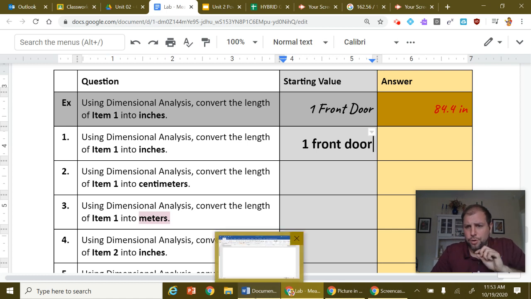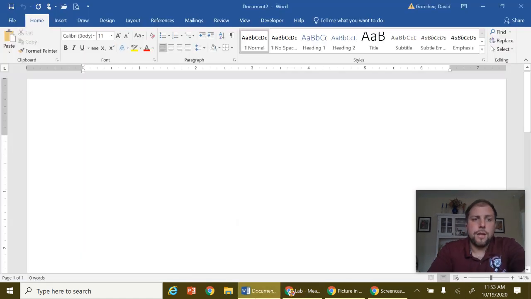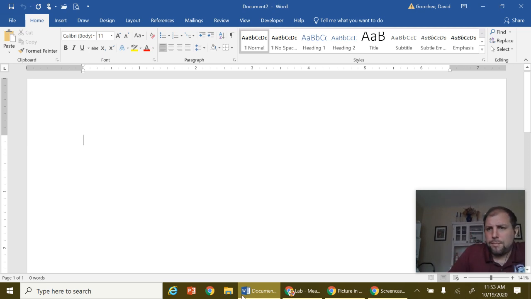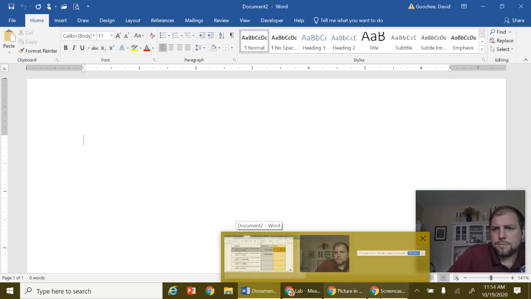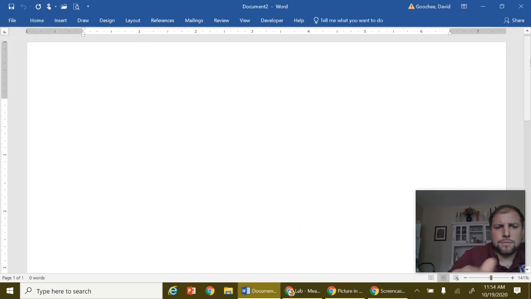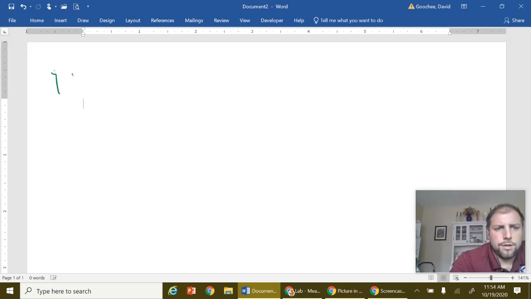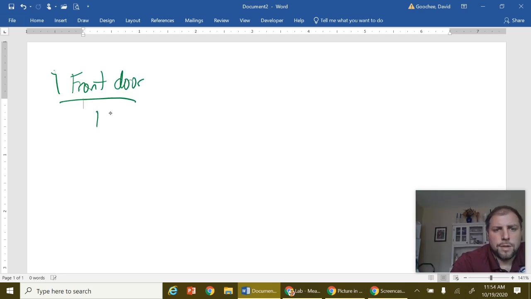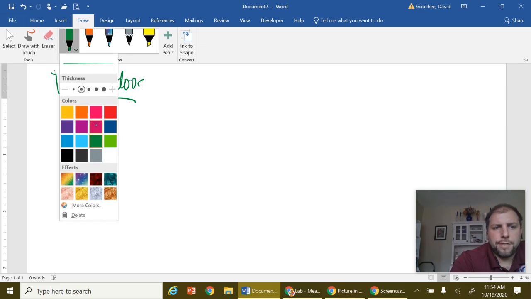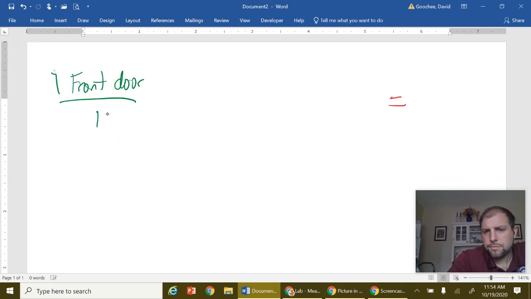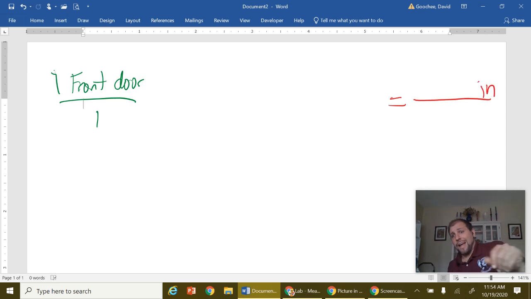You're going to have to show work on this, so here's how you're going to want to show work. I've opened up this sheet here. Problem number 1. We're starting with 1 front door, and we are going to convert that into inches. We are going to use dimensional analysis to convert the height of the front door into inches. Let's see how this works.